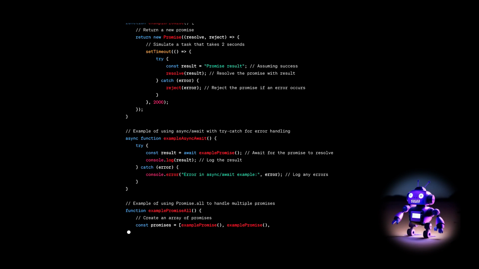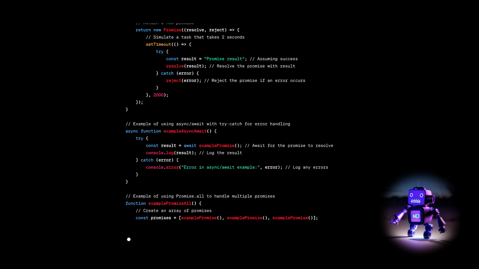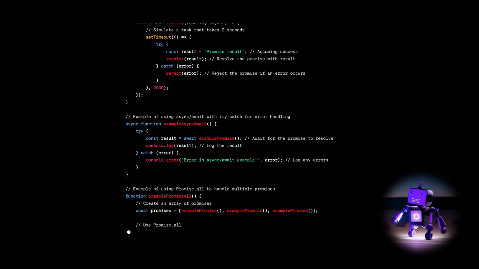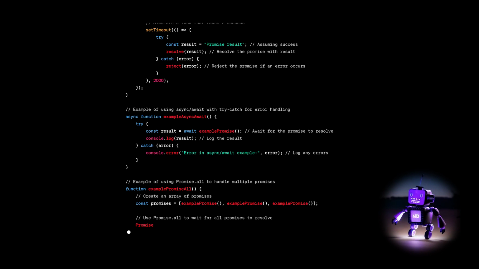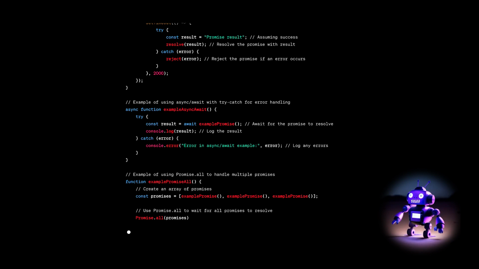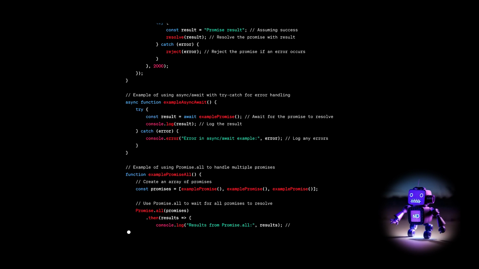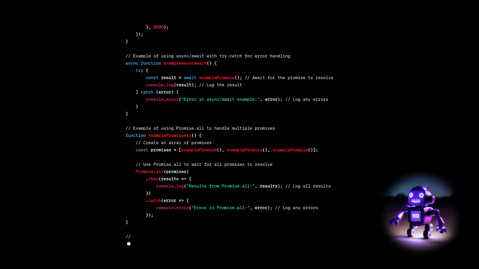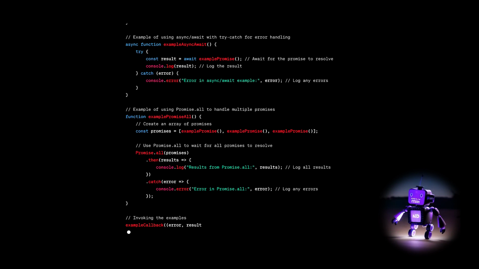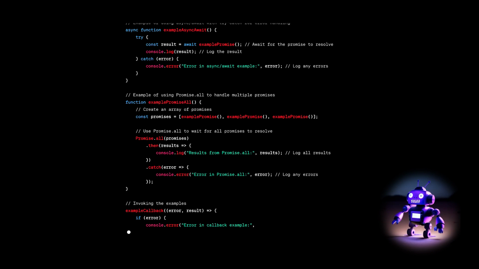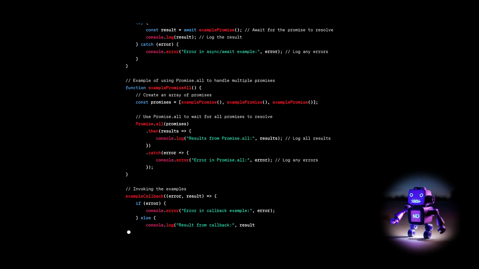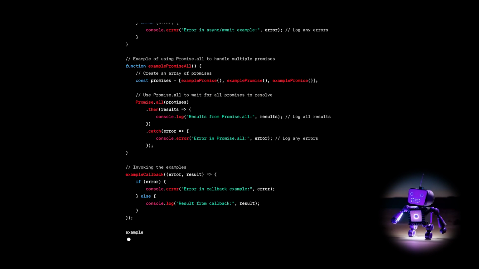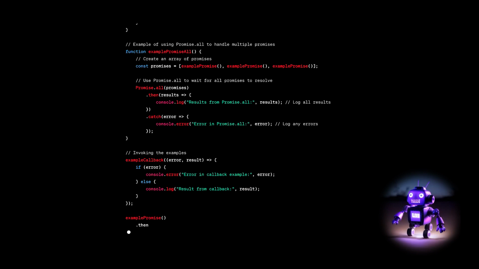Finally, example promiseAll demonstrates the use of promiseAll, a method that takes an iterable of promises and returns a single promise that resolves when all of the input promises have resolved or rejects if any of the input promises reject. How it works: we create an array of promises, simulating multiple asynchronous operations that can run concurrently. promiseAll waits for all of them to complete, collecting their results into an array, which is then available in the then block. If any promise fails, promiseAll immediately rejects, and the error is handled in the .catch block.